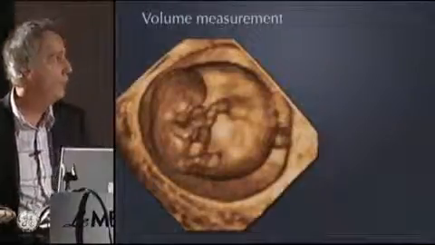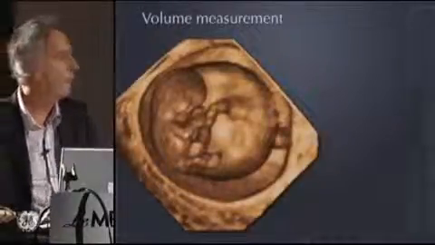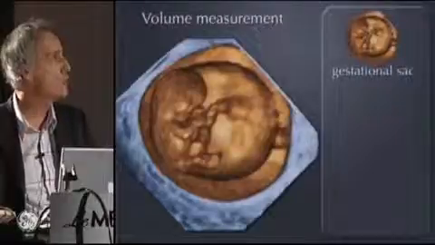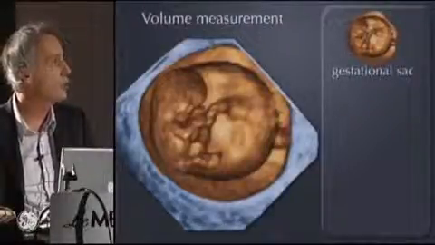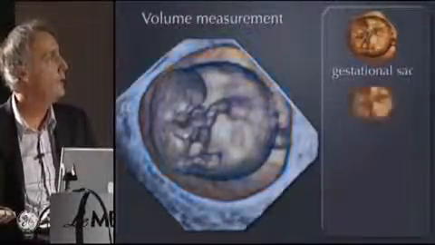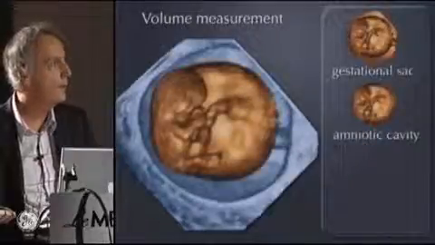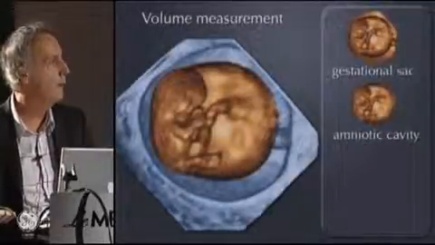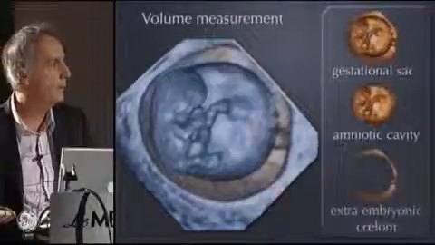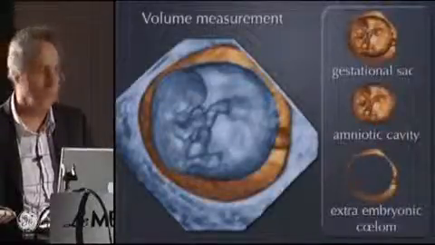You can do volume measurement using the VOCAL software. This is in the early stage of the pregnancy. You can see the gestational sac. Inside, you have the amniotic cavity with the embryo also inside. And the external part is the extraembryonic celom.